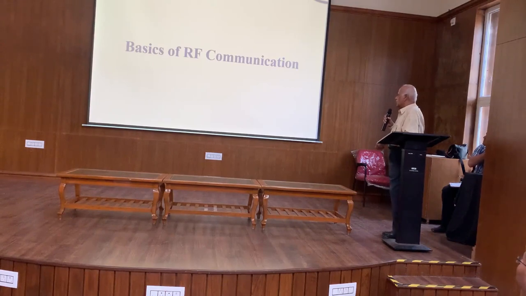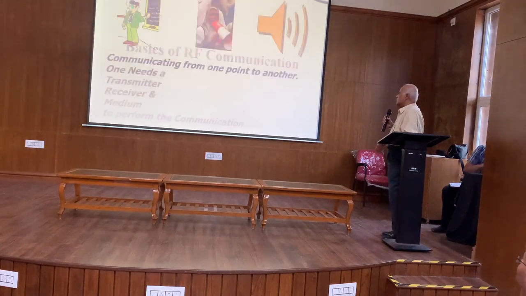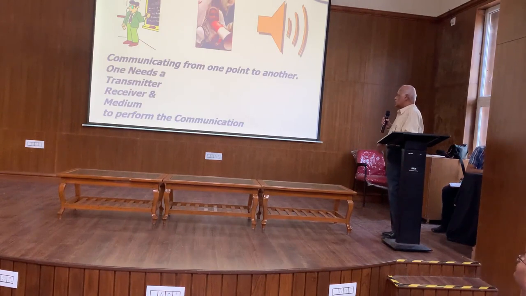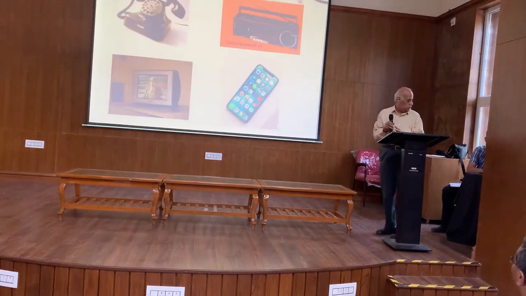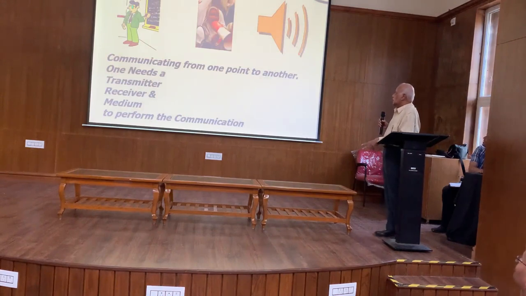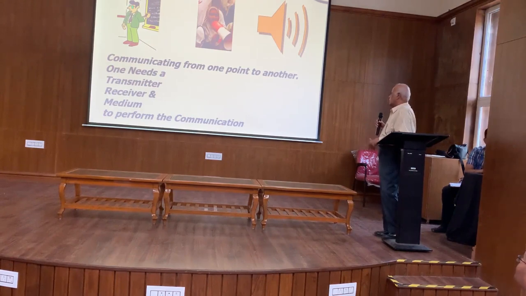Now, the basics of RF communication. So what is communication? Communication is sending information from one place to another place, one point to another point. So one needs a transmitter, a receiver at the other end, and the medium to perform the transfer of the signal. Pictorially, I have given the representations.